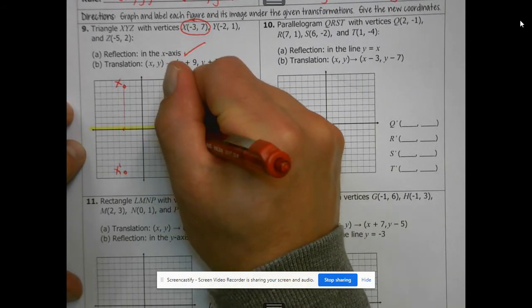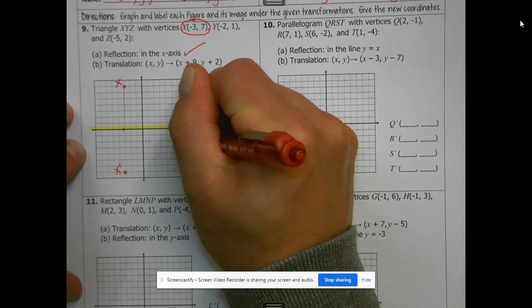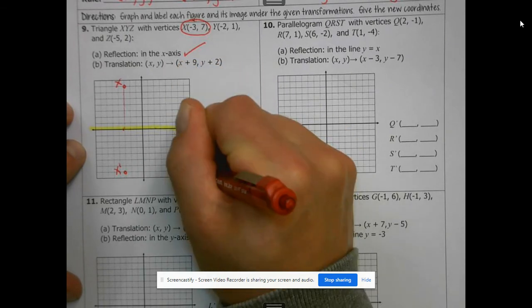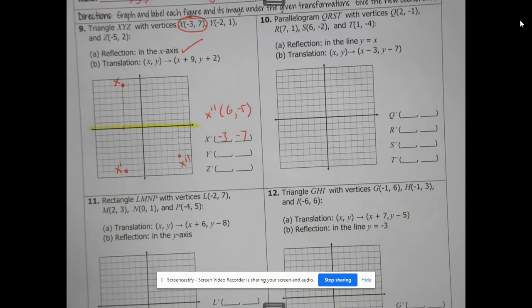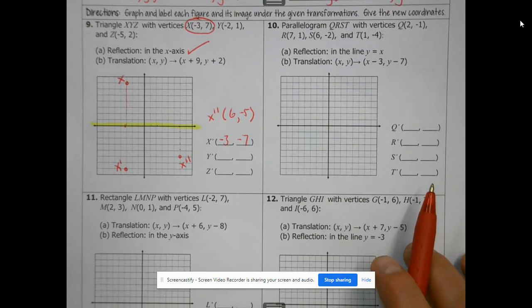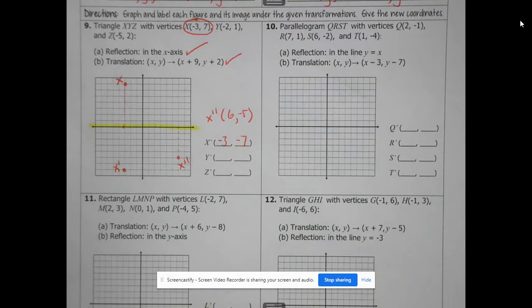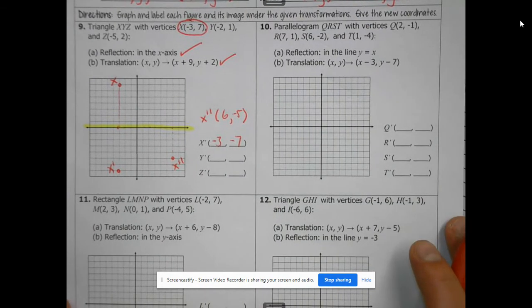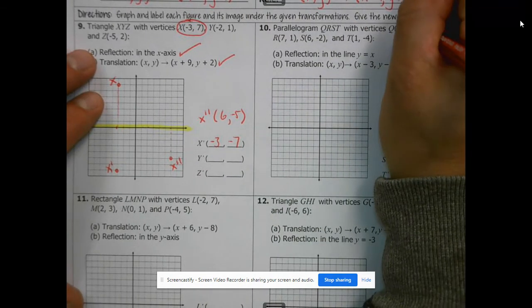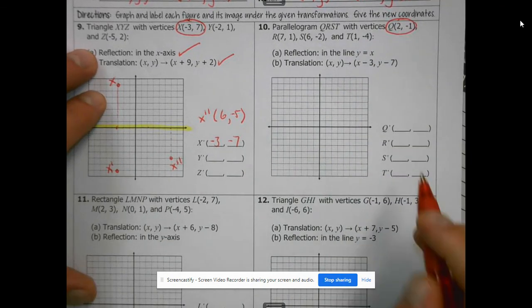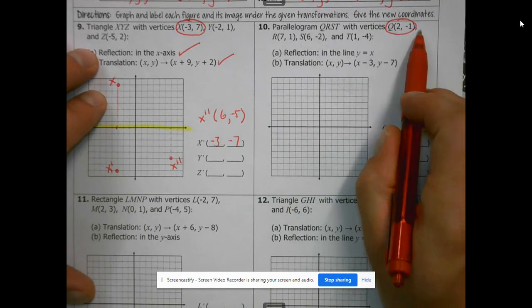1, 2, 3, 4, 5, 6. 1, 2, 3, 4, 5. Label it x double prime, and you are done. If I made you do the other points, it would be the same exact thing. There is your double transformation. Number 10, let's just do the point Q. Graph the original. Q is over 2, down 1.